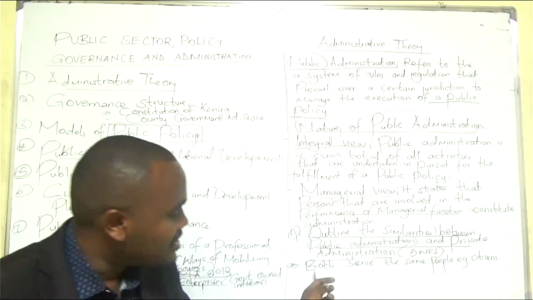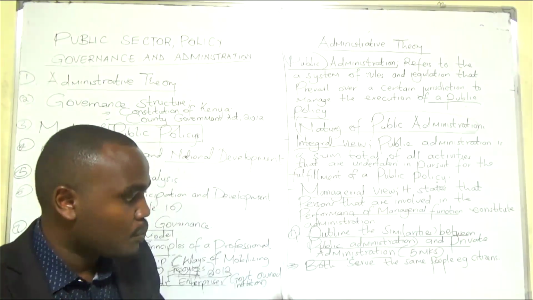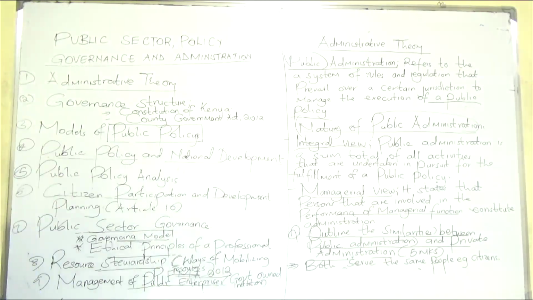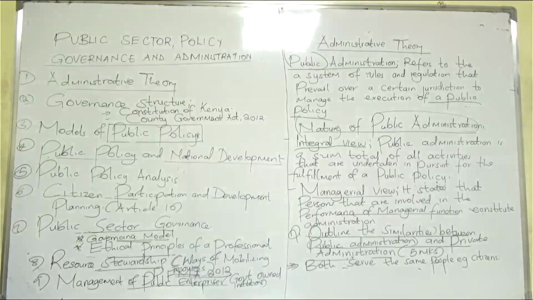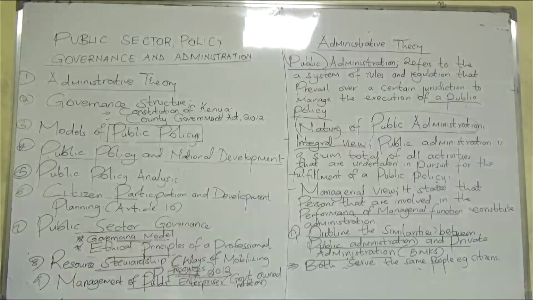1, you'll be told, can you tell us the similarities between public administration and private administration? So we are saying the first one, they serve the same people. Who are the same people? The citizens. Kwa sababu, hata ukiwa na kampuni, utakuwa serve the society. Hata wale wako kwa the government, they are still serving the society. So we are saying both of them, they serve the same people.